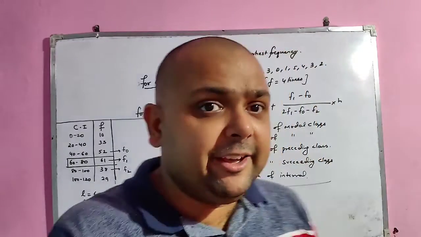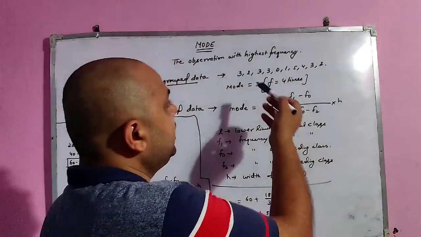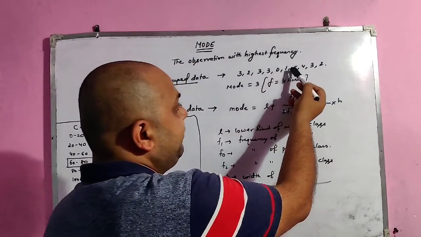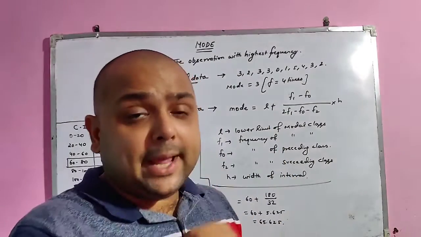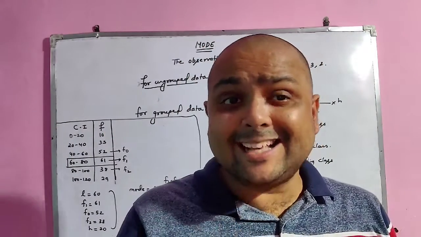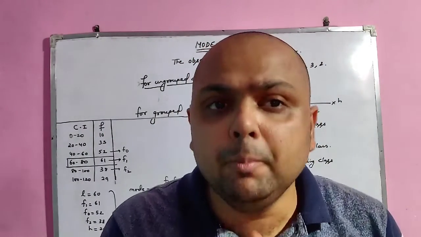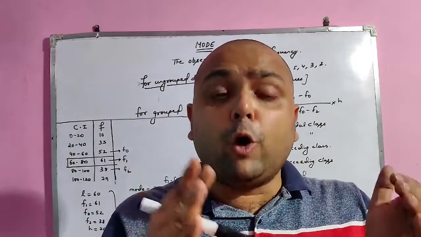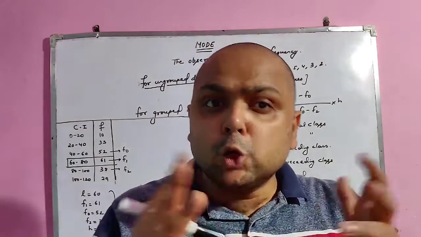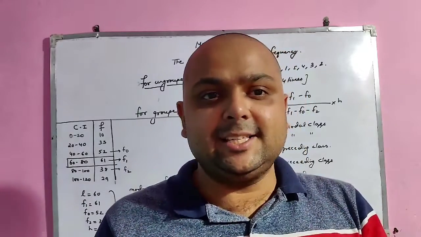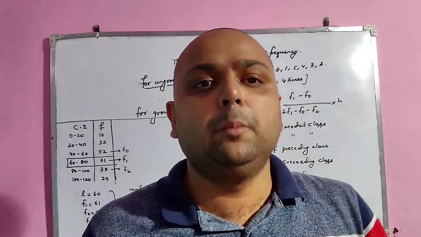For example, if I have some data here, 3, 2, 3, 3, 0, 1, 5, 4, 3, 2, 3 has come 4 times. So the number that has the maximum frequency is called the mode. So the mode for this data is what? 3. So for ungrouped data, we can just directly see the data and tell which is the mode.